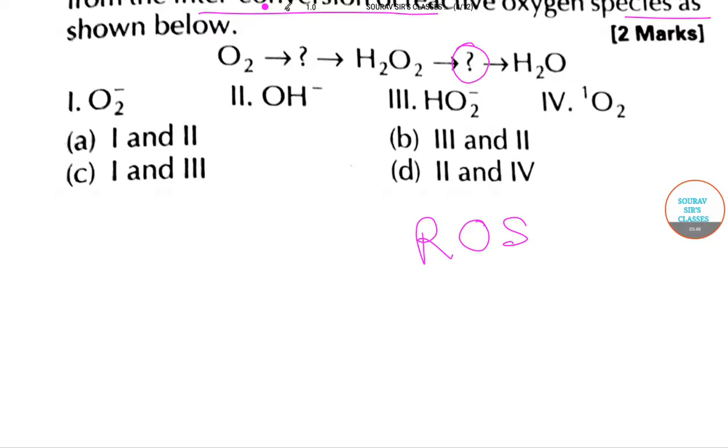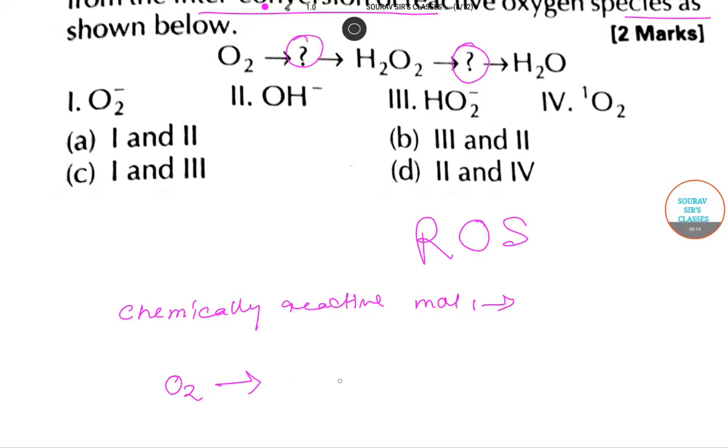First of all, ROS are chemically reactive molecules. Now moving to the sequence: O2, then O2 to what? There is another blank. From this H2O2 is formed. Then again a blank, and from that finally water.